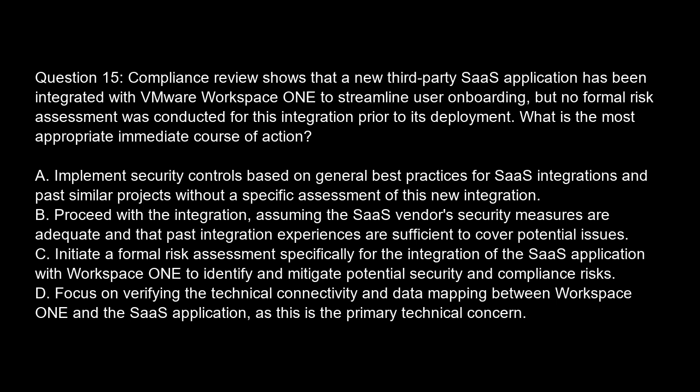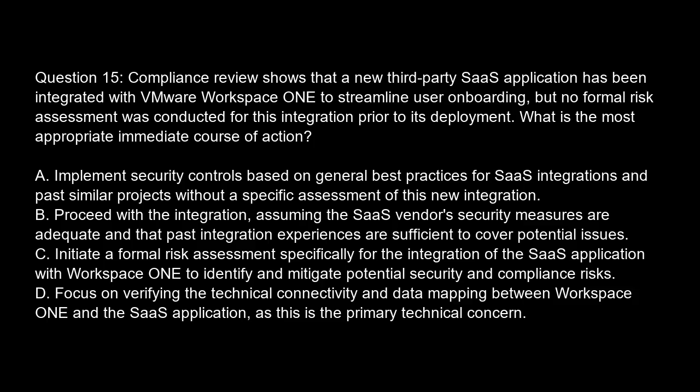What is the most appropriate immediate course of action? Option A. Implement security controls based on general best practices for SaaS integrations and past similar projects without a specific assessment of this new integration. Option B. Proceed with the integration, assuming the SaaS vendor's security measures are adequate and that past integration experiences are sufficient to cover potential issues.